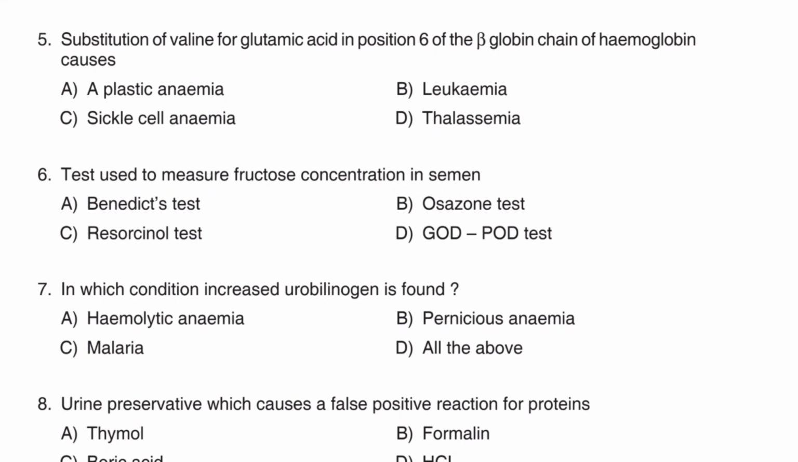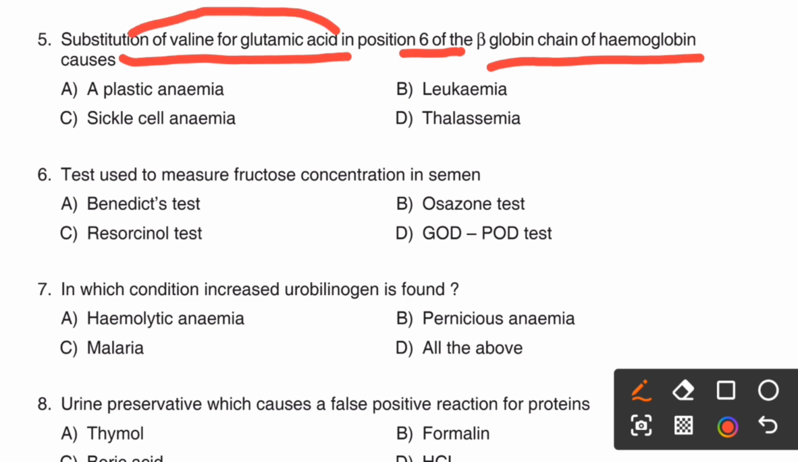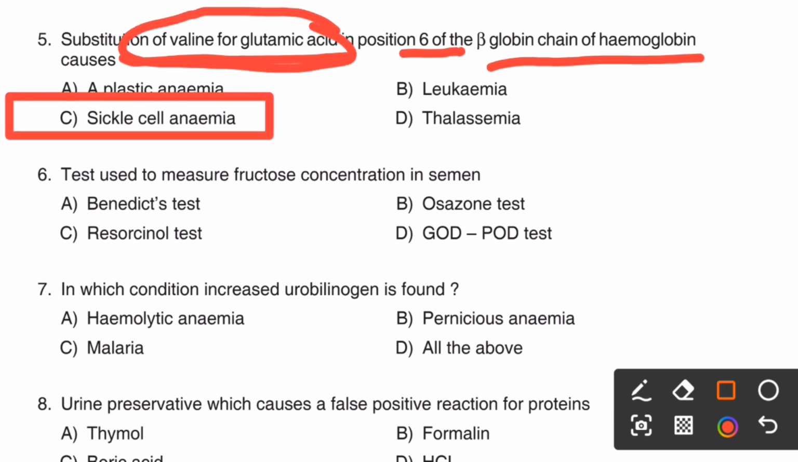Next one, substitution of valine for glutamic acid in position 6 of the beta globin chain of hemoglobin causes. Option A aplastic anemia, option B leukemia, option C sickle cell anemia, option D thalassemia. Substitution of valine for glutamic acid at position 6 of beta globin chain of HB. It is sickle cell anemia. The right answer is option C, sickle cell anemia.